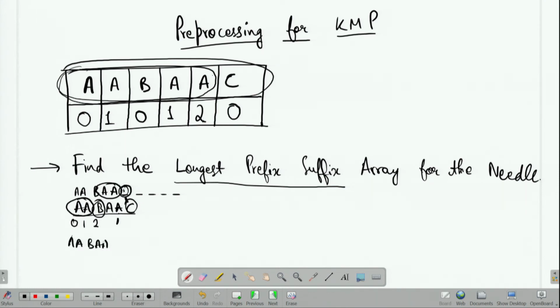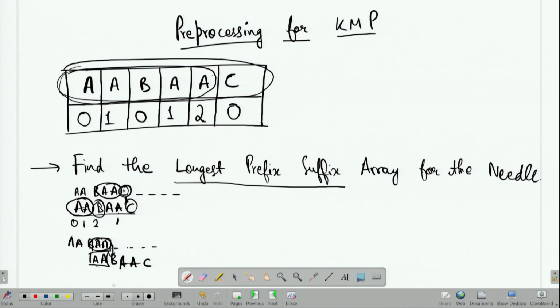AABAA, this was our haystack, and we'll start matching from here. Because we know that these two are going to match anyway, since this AA was a suffix and this AA is the prefix and they are the same. So we start matching from here.